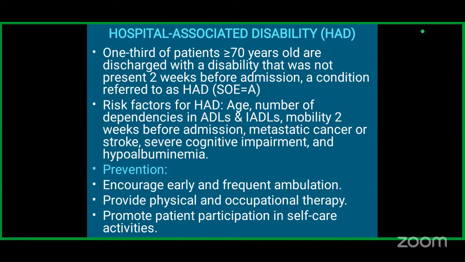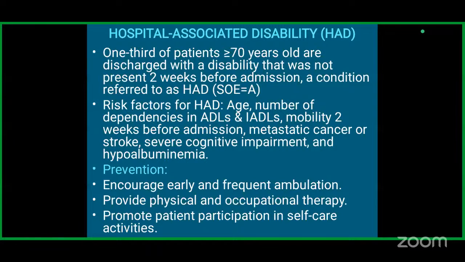Hospital-associated disability is our second hazard for hospitalized older adults. About one third of patients older than 70 years old are discharged with a disability that was not present 2 weeks before admission, a condition referred to as hospital-associated disability, or HAD. SOE stands for strength of evidence. Plus A means that it's very strong.